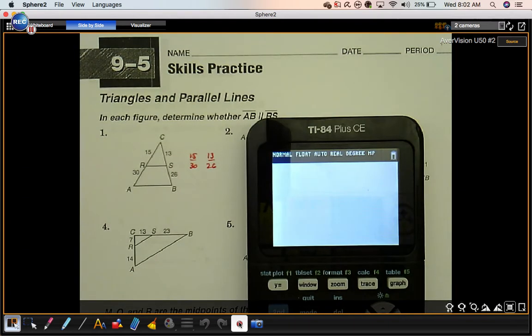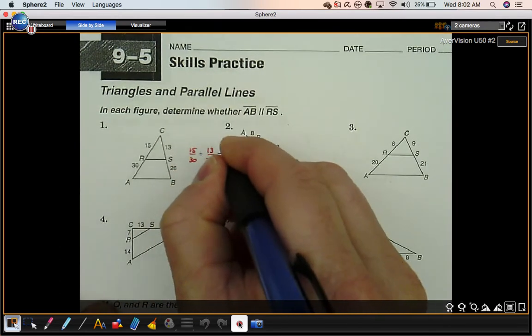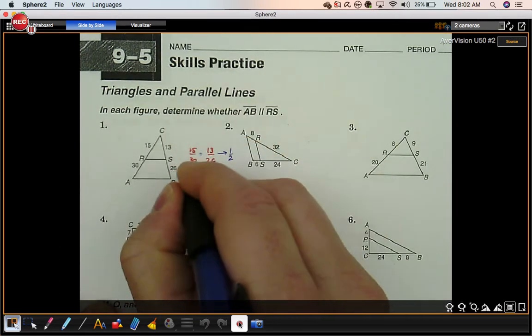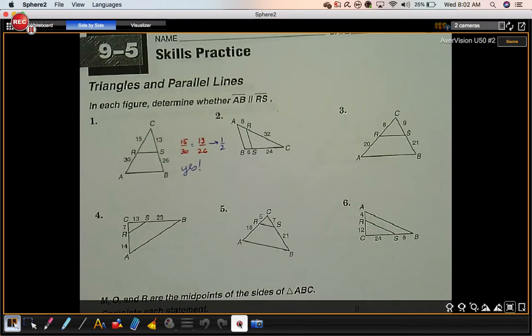Now, I think a lot of us know this already, but 15 over 30 reduces to 1/2, and so does 13 over 26. So since they both reduce to 1/2, yes, those segments are parallel.